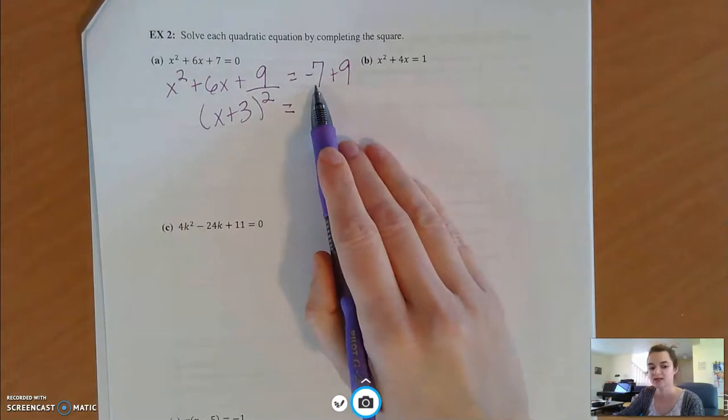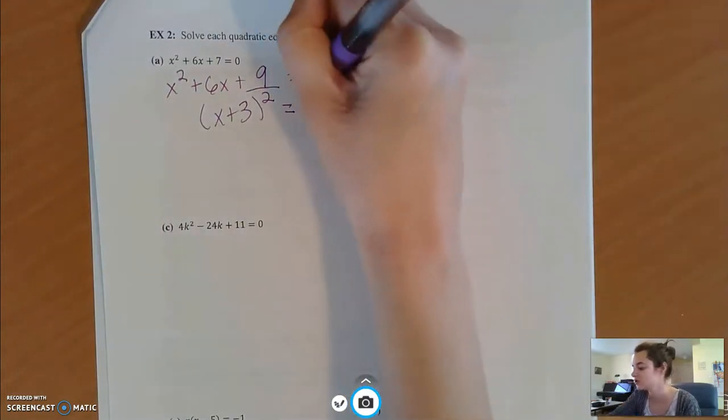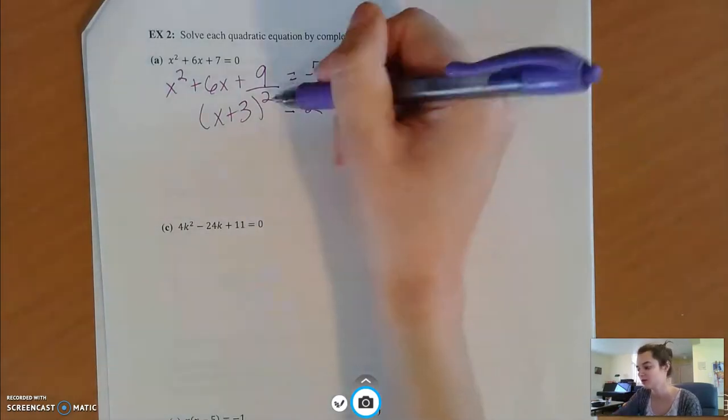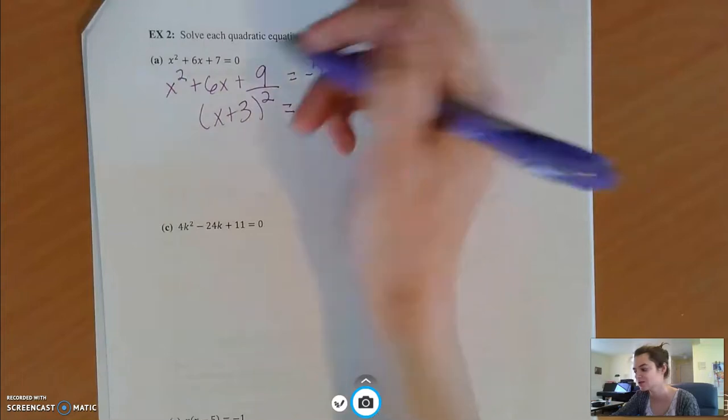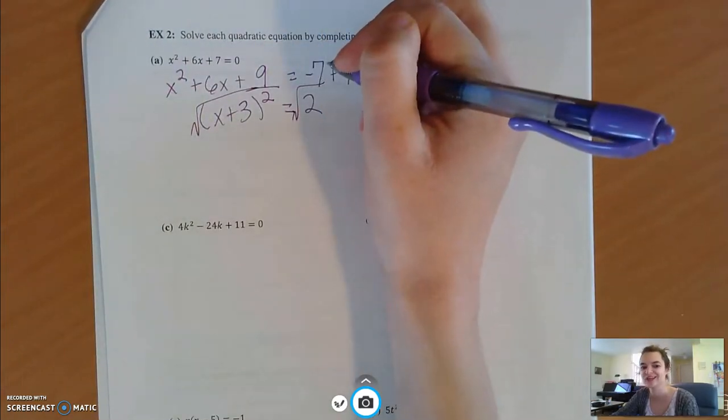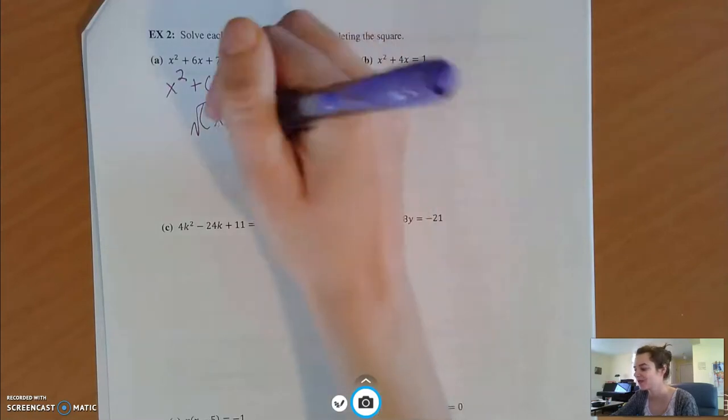On the other side, negative 7 plus 9 is 2. And then, at this point, you can say, oh, good. It looks just like 11.1, and so you can do it the same way as we did it in section 11.1, which would be, let's take the square root of both sides. And don't forget to do the plus or minus square root. Don't forget half your answers, okay?